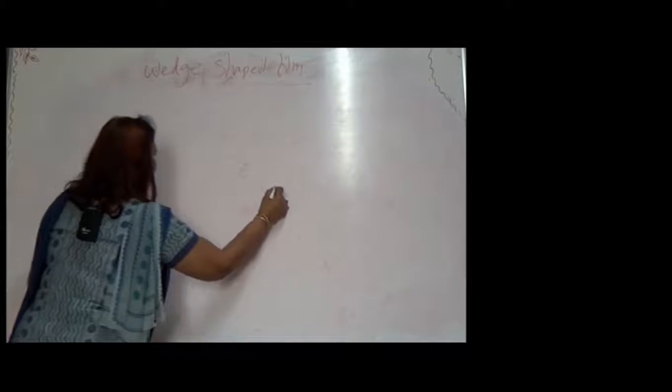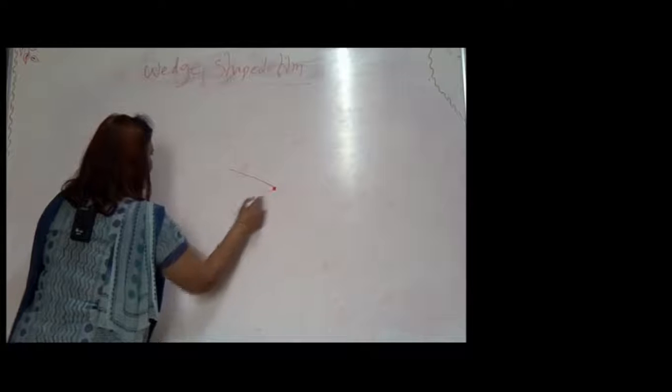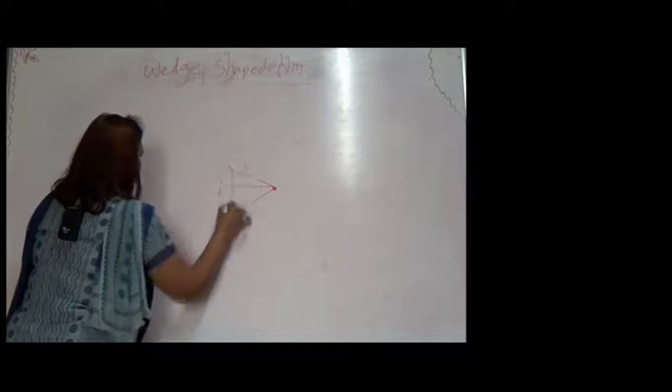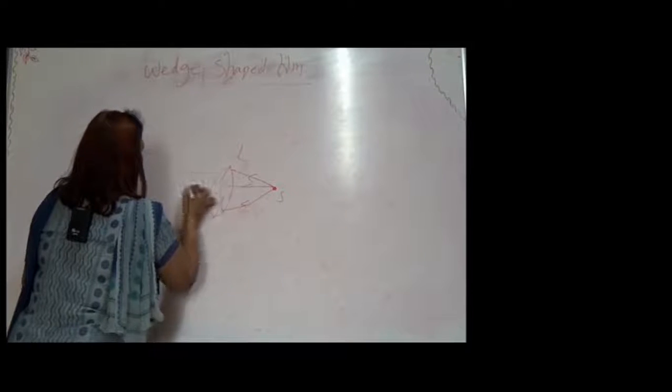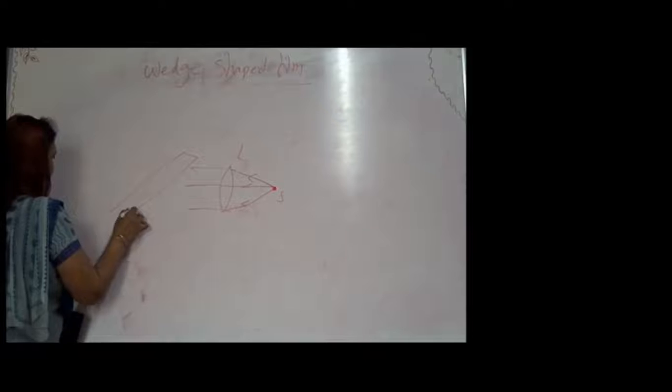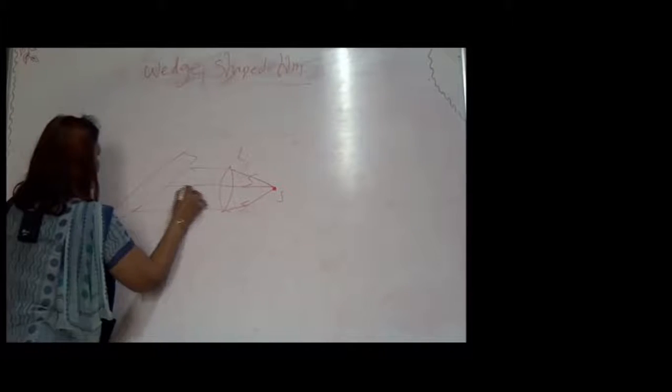Here we consider the source of monochromatic light, one lens, inclined at 45 degrees to the glass plate.